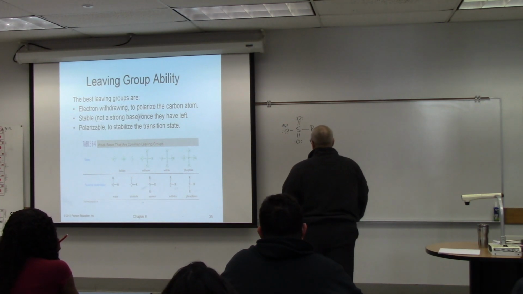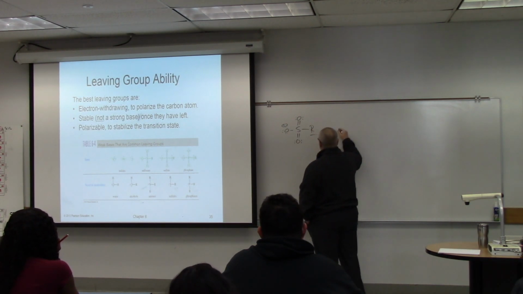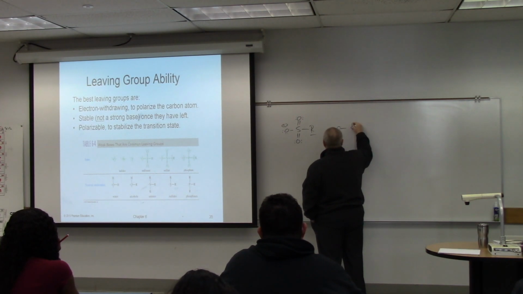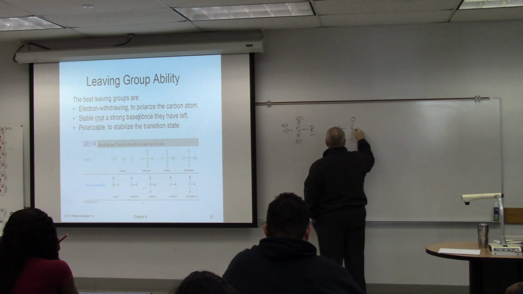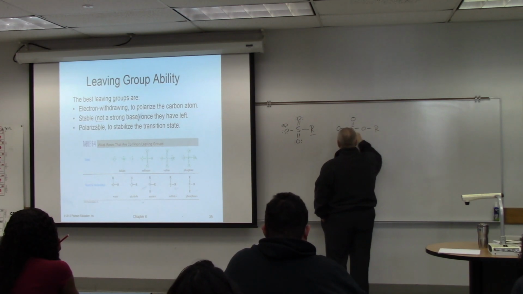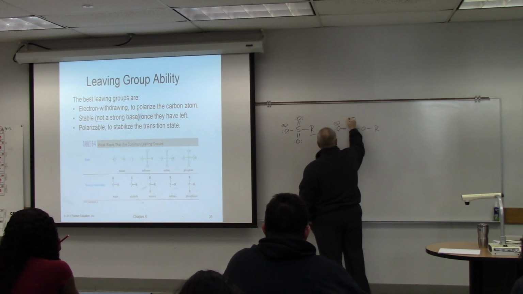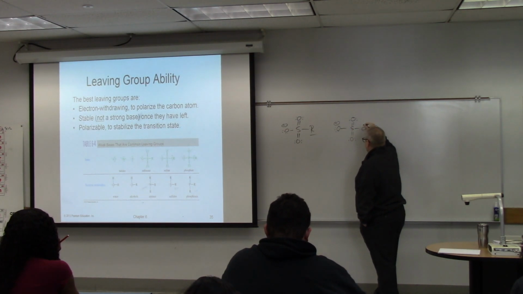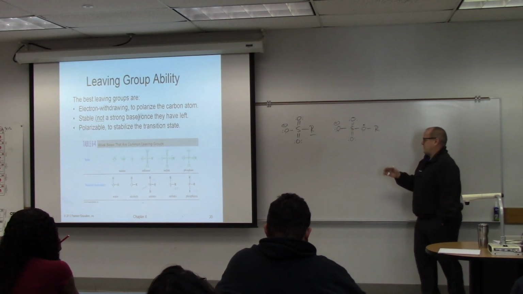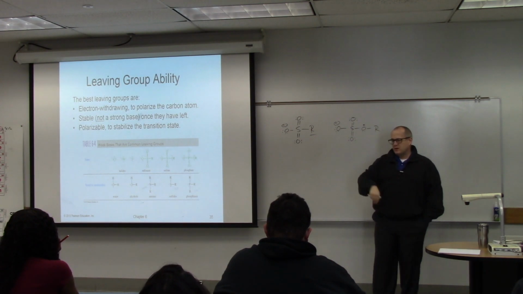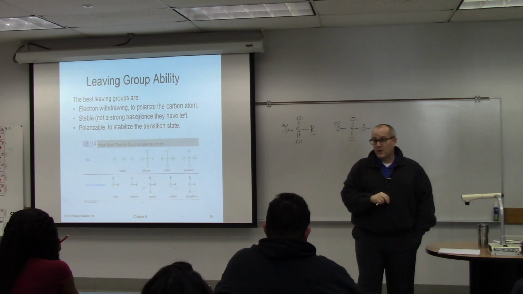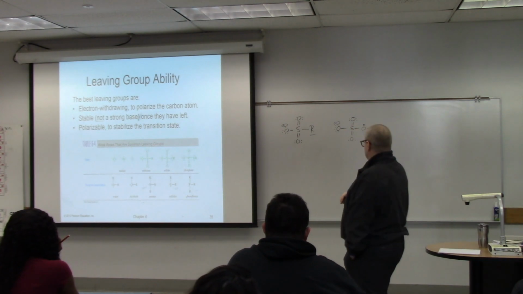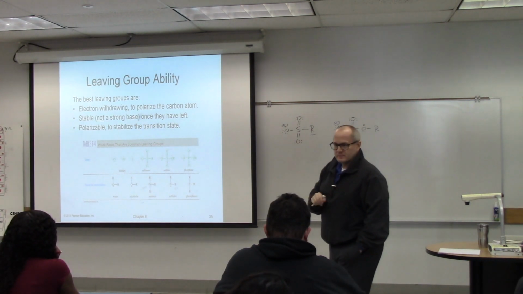For example, what does this kind of look like? And let's draw another one that's slightly different, but very similar. This is also a good leaving group. What do these things look like? If I said, tell me something that you already know that these two look like, what would you say? I don't think so. There's no carbon.